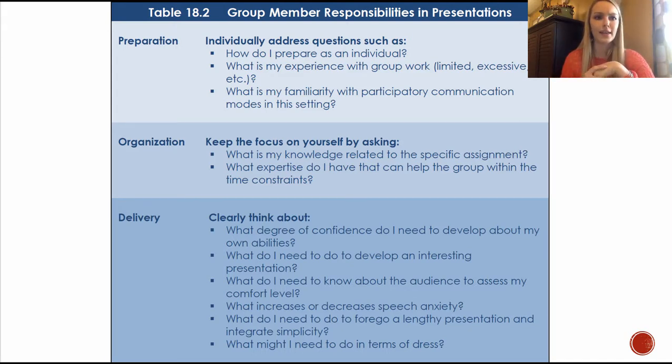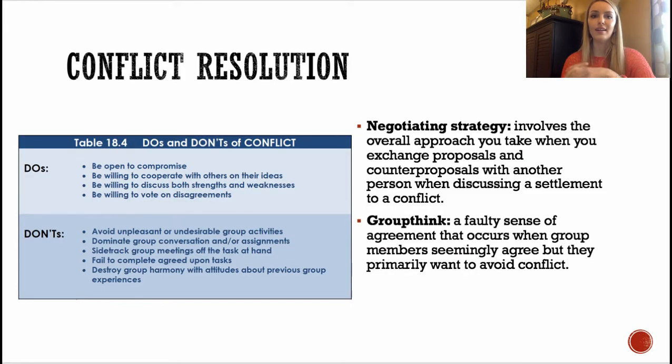So really look at this table. I think it's really helpful in thinking about yourself within your group presentations. Along with those different learning styles and those different strengths within a group, you're going to come to a couple conflicts most likely in preparing your group presentation. And here's another really good chart on the do's and don'ts of conflict. So you want to come up with a negotiation strategy, which involves your overall approach you take when you exchange proposals and counter proposals with another person when discussing a settlement up to a conflict.